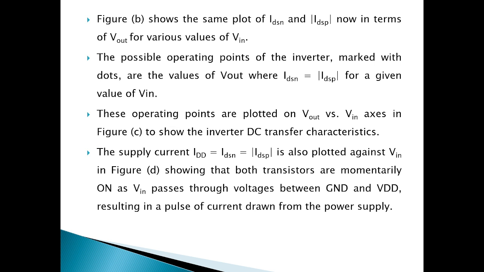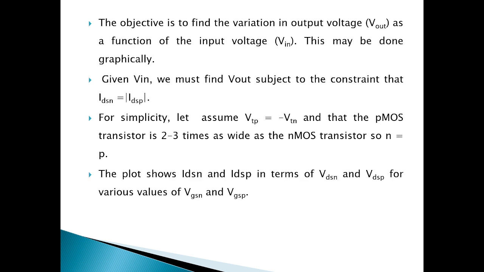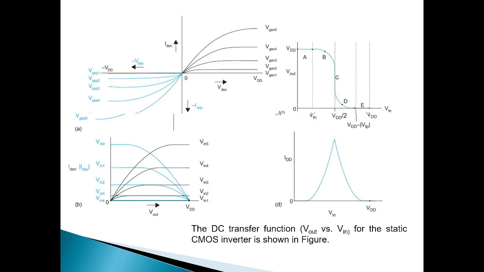The possible operating points of the inverter are marked with dots, at the values of Vout where VDSN equals VDSP for a given Vin. So those are the operating points, and here they are represented in dots.